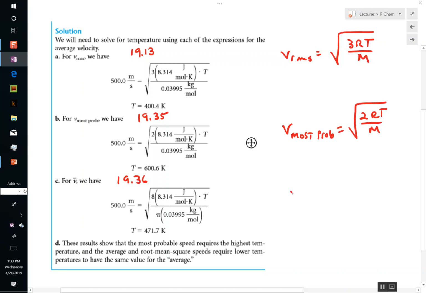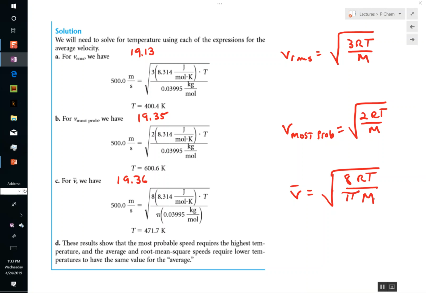And this one is 8RT over pi M. So RT and M are constant in all three of those equations. So the relationship between these is really a relationship between the square root of 3, the square root of 2, and the square root of 8 over pi. That's the relative ratio of those velocities to one another.